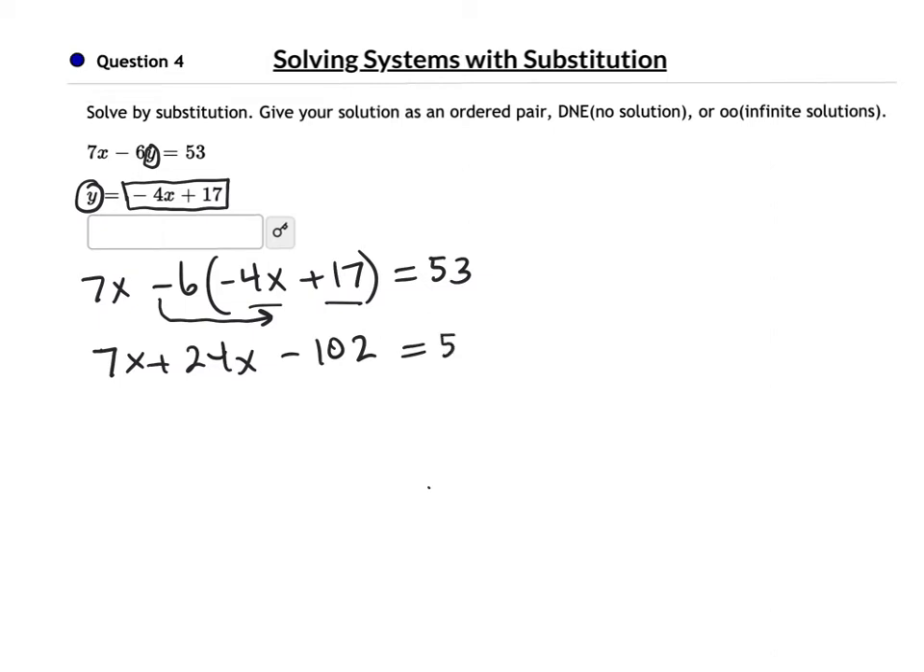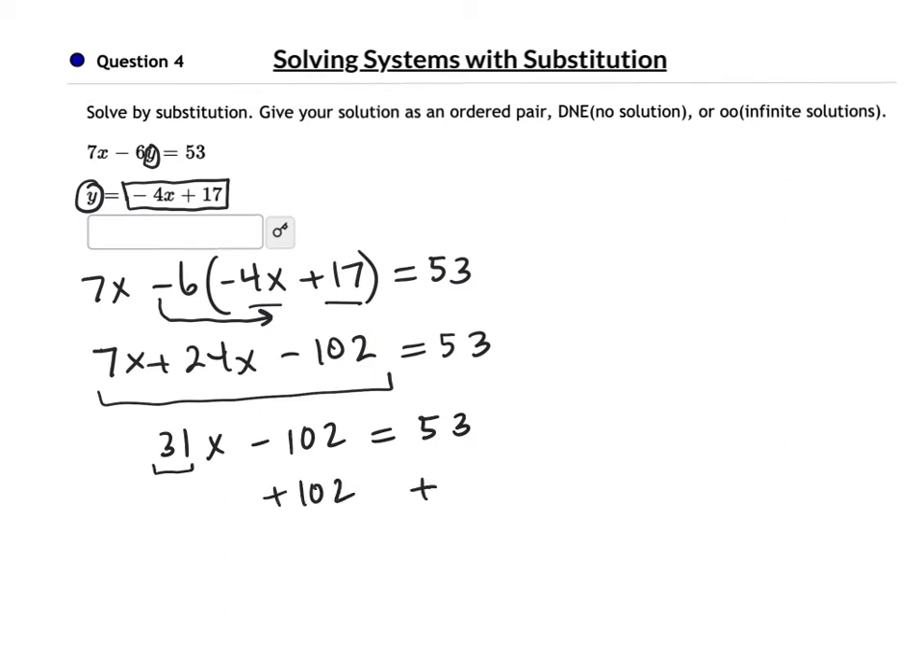equals 53. Combine like terms, simplify. 31x minus 102 equals 53. Get the variable by itself, get rid of the coefficient last, add 102 to both sides. 31x equals 155. Now we can divide both sides by 31. 155 divided by 31 is 5.